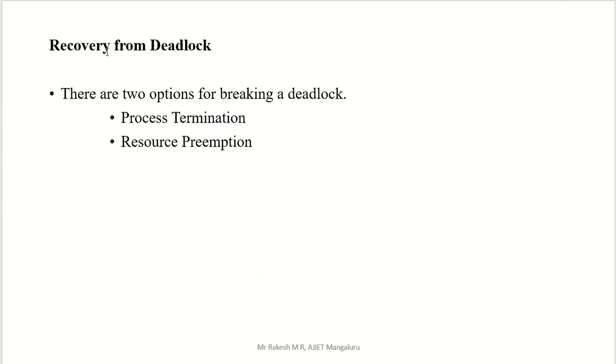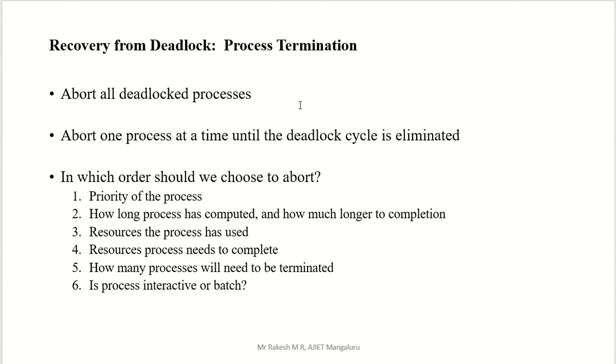Another concept is recovery from deadlock. There are two options for breaking a deadlock. One is process termination, and the other is resource preemption. What do we mean by process termination and what do we mean by resource preemption? Both methods are used for recovering from the deadlock. If a deadlock happens, then we have to recover from it. That's why we use these two methods.